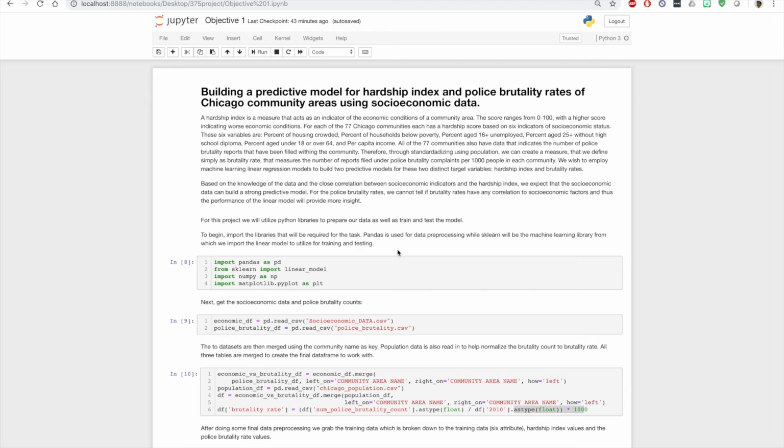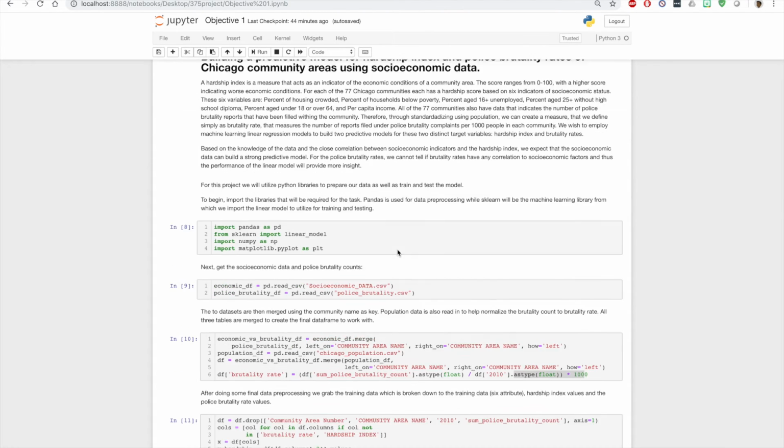On the other hand, we do not know of any relationship that should exist between the socioeconomic factors of a community and the police brutality rate. Therefore, we expect that even with well-tuned weights, the linear regression model for predicting police brutality rates should perform poorly.